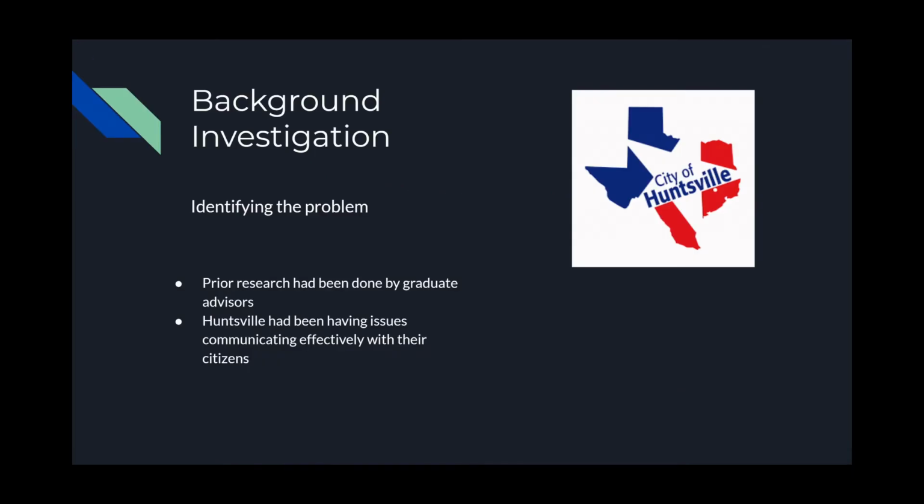Prior to the start of our project, our graduate advisors had done preliminary research on various problems Huntsville needed a solution to. The problem we decided to tackle was the issue of communication between city officials and citizens. Citizens were not often coming to town hall meetings, and they would often communicate to city officials in the form of angry Facebook posts. Clearly, this is an issue that needs solving.